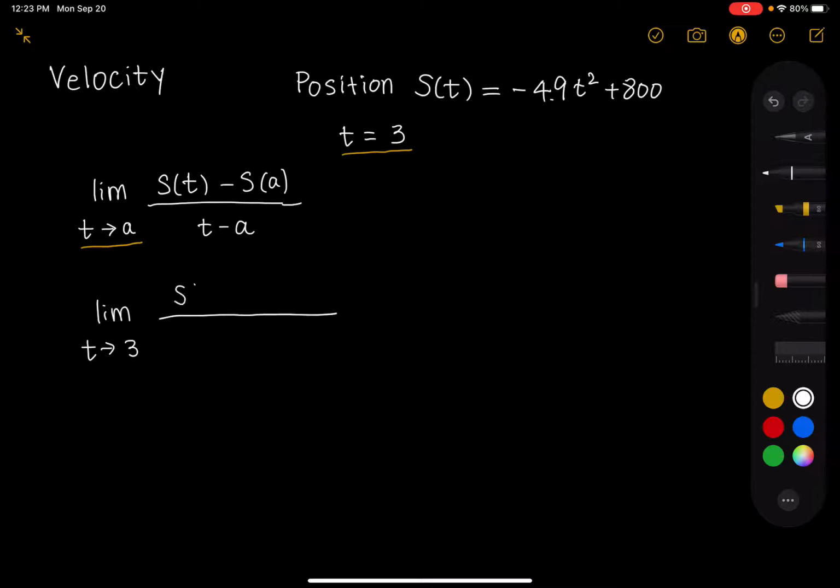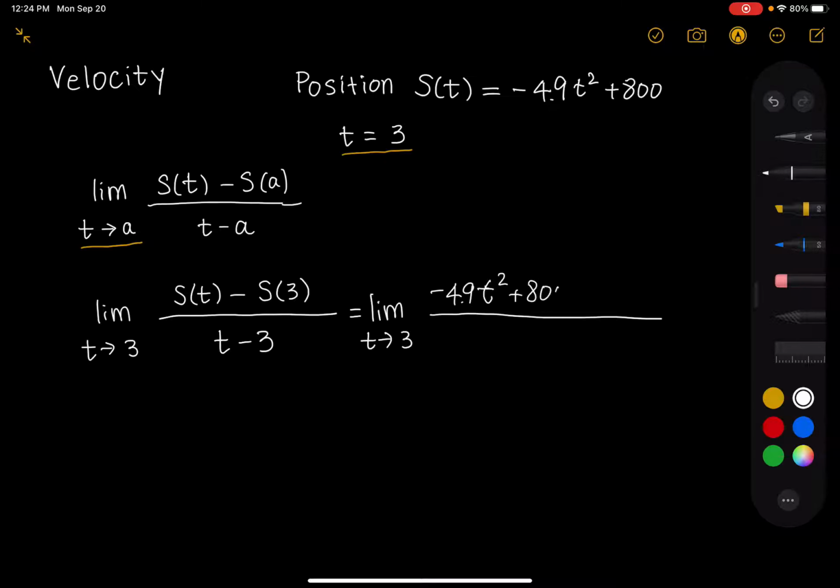So s of t, we do not replace it. We only replace a by 3. So t minus 3. Now how do we use this to find the velocity? We need to plug in the expression of s. So limit as t approaches 3. So s of t is negative 4.9 t squared plus 800.